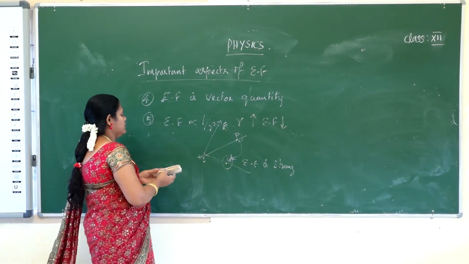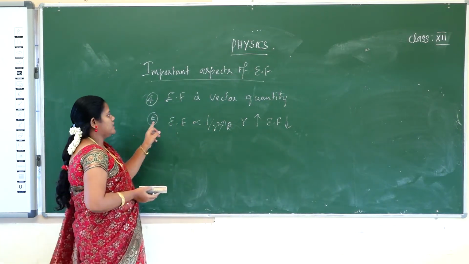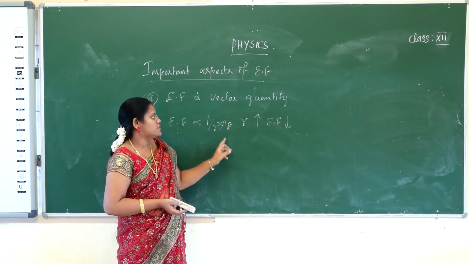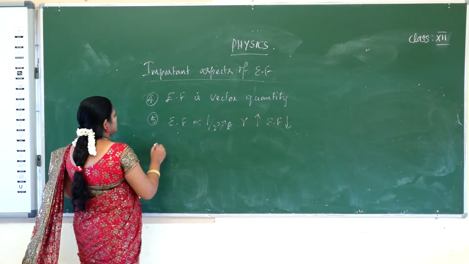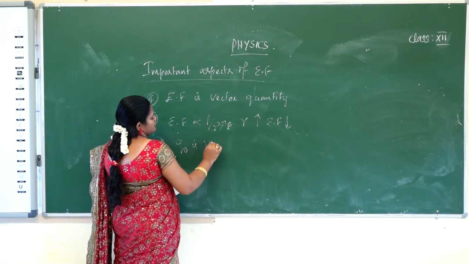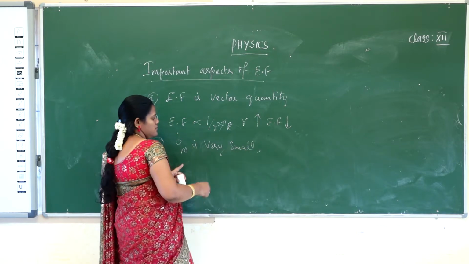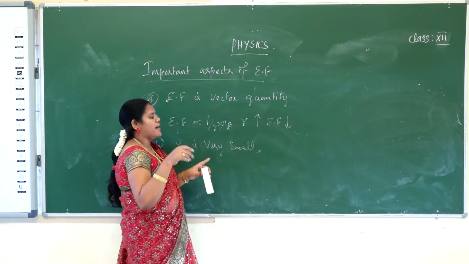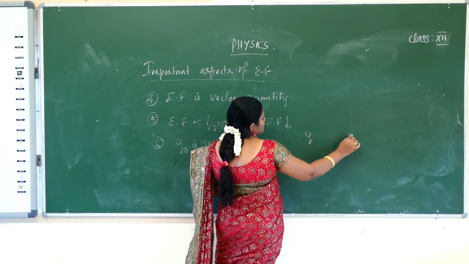So the fifth point is that the electric field is inversely proportional to the square of the distance between them. As the distance increases, the electric field decreases. And the sixth point, the test charge Q naught is very small and cannot modify the point charge. What's the meaning? The point charge is Q and the test charge is Q naught.